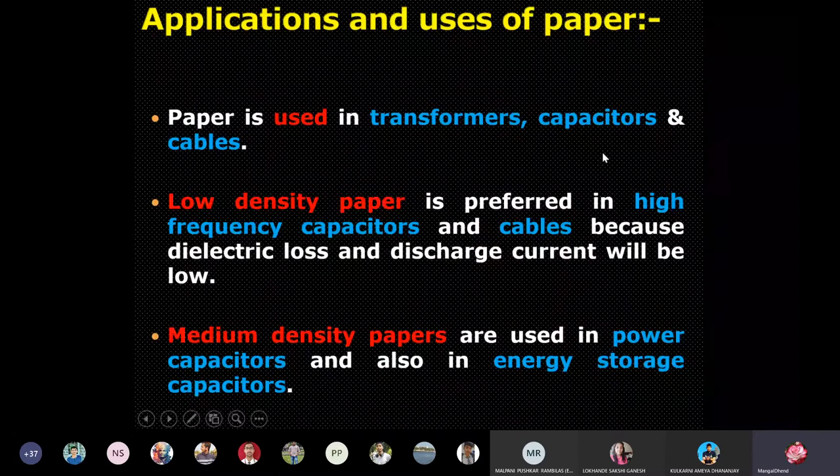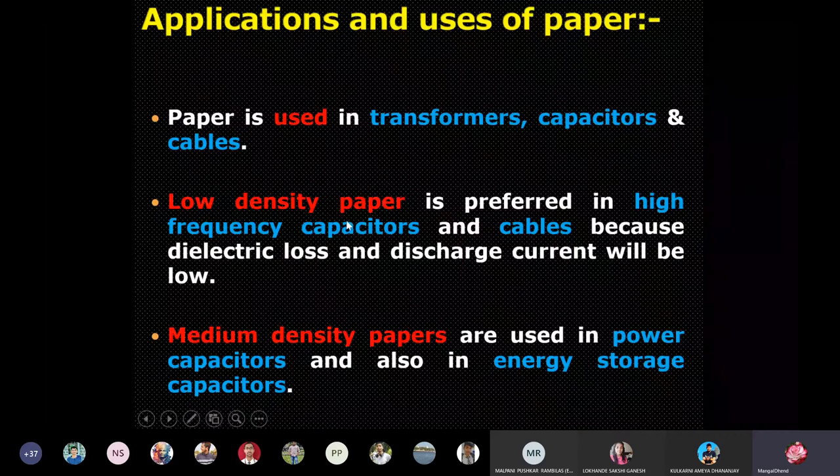Low density paper is preferred in high frequency capacitors. Paper capacitors you might have studied. High frequency capacitors use it because paper is also a dielectric material. It stores energy also. Then paper is also used in cables, but it will not be normal paper. Depending upon the voltage of the cable, you will select the paper. So dielectric loss and discharge current will be low.